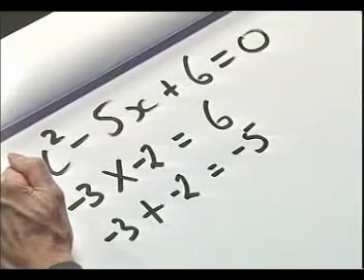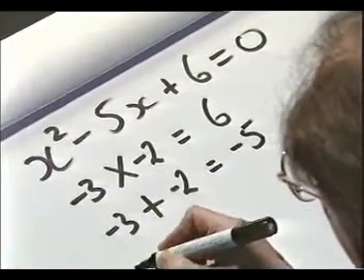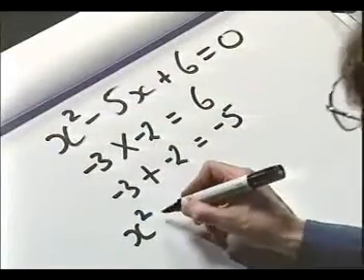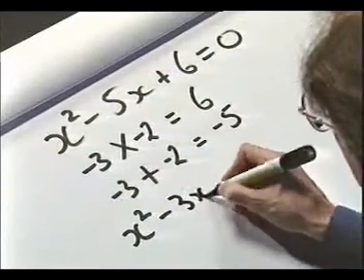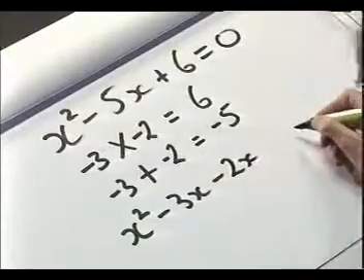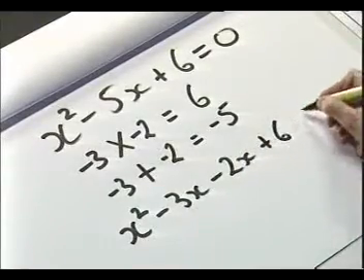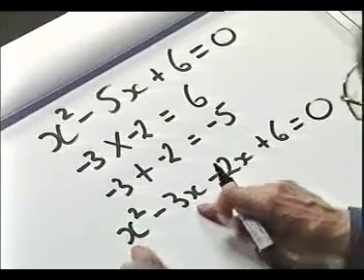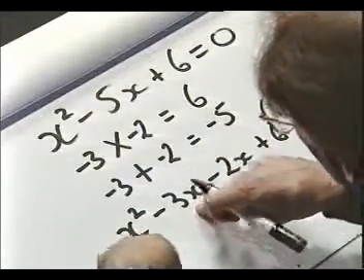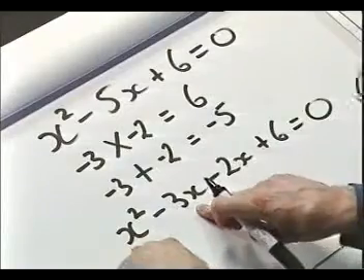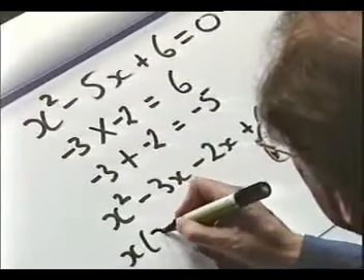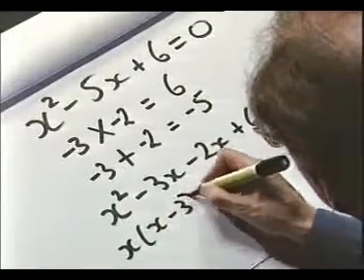So, we take this expression again, x squared. Instead of minus 5x, we write this as minus 3x minus 2x plus 6 equals 0. Now we look at these two terms and we take out the common factor. And in this case, that's x. And that leaves us with x times x minus 3.